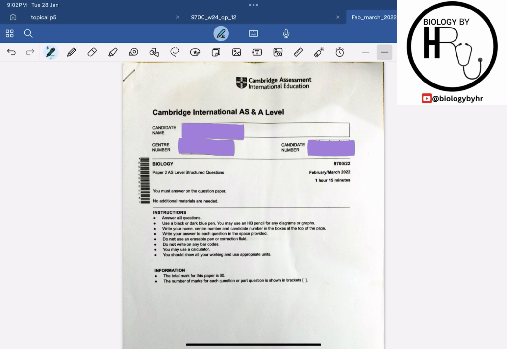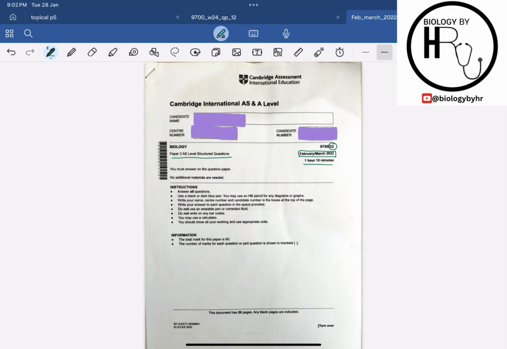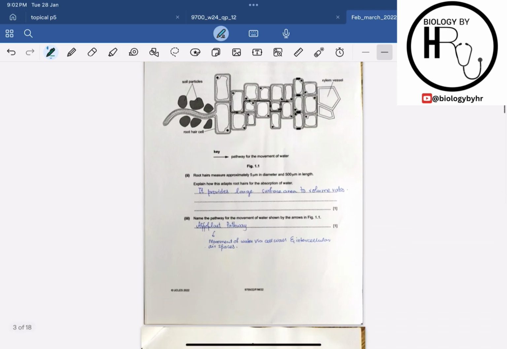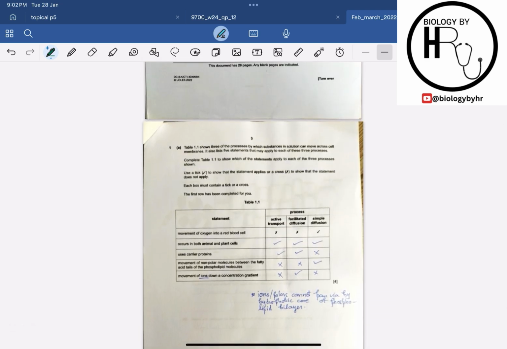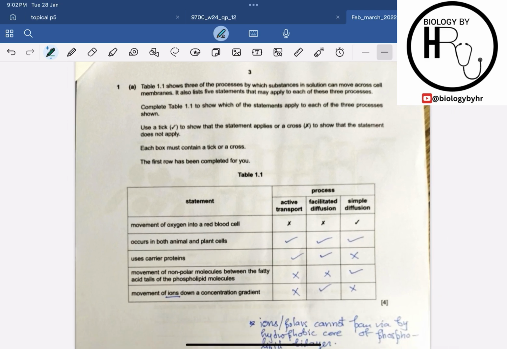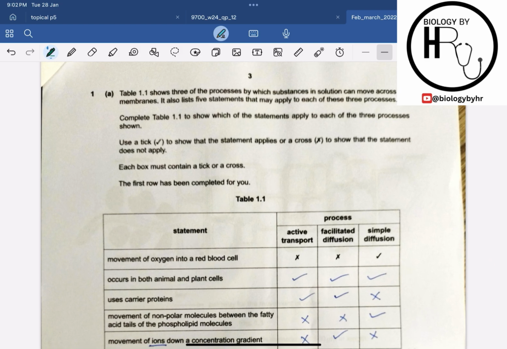Today we are going to be looking at February March 2022 paper 22, which is of AS level biology, and the paper is of 1 hour and 15 minutes. So let's begin with solving this paper. I already had this paper solved, so I have attached the PDF of my solved solution. I am going to guide you about the questions and the answers. Alright, so let's begin with question number 1 over here.